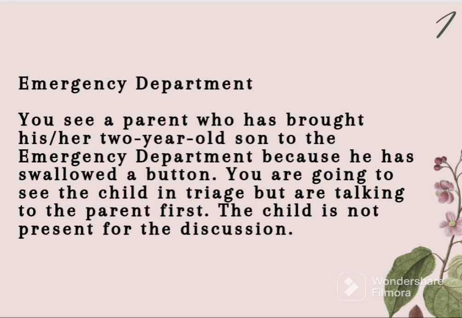Before going to the exact task, you have to read the scenario and underline relevant points. So you can come to know that you are talking to the parent. So it is a second degree talk, so you have to take care while talking. Then you are going to see the child. That means you didn't examine the child yet, but you are getting some information from the mother regarding the incident. Moreover, the child is not present for the discussion. So these many things you have to keep in your mind, and moreover, it is happening in the emergency department, so you have to be somewhat fast in talking.